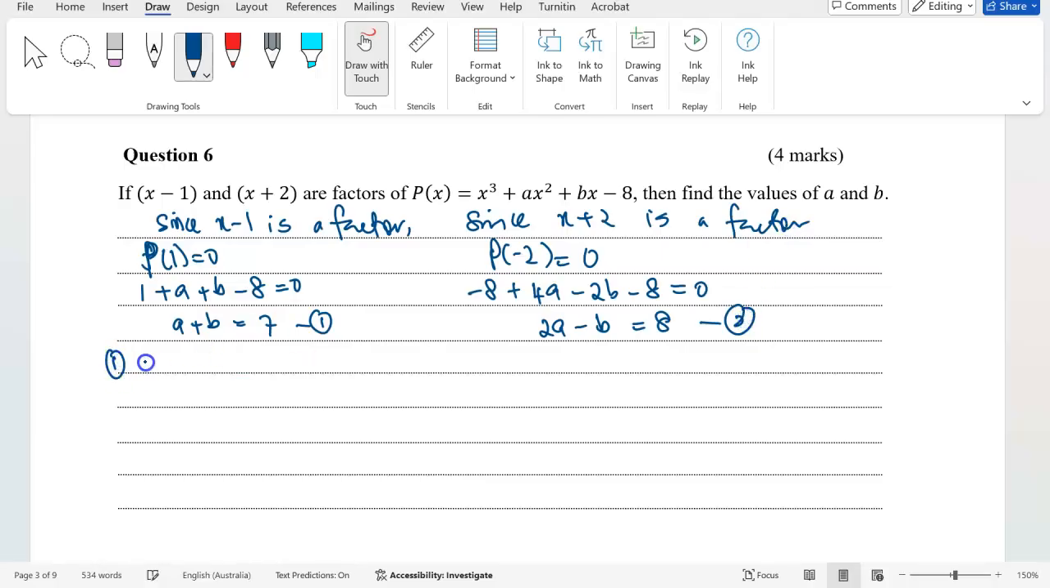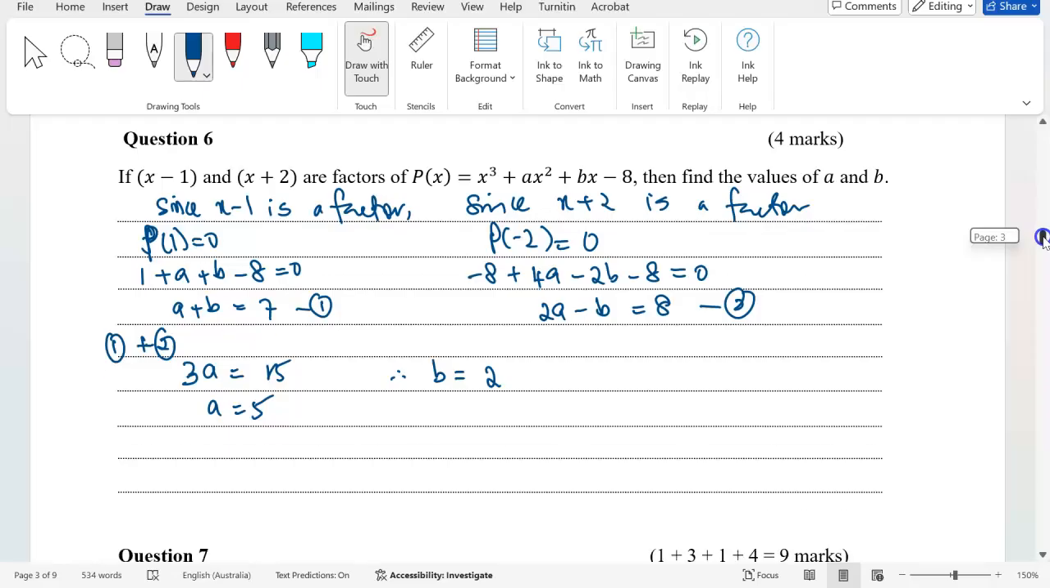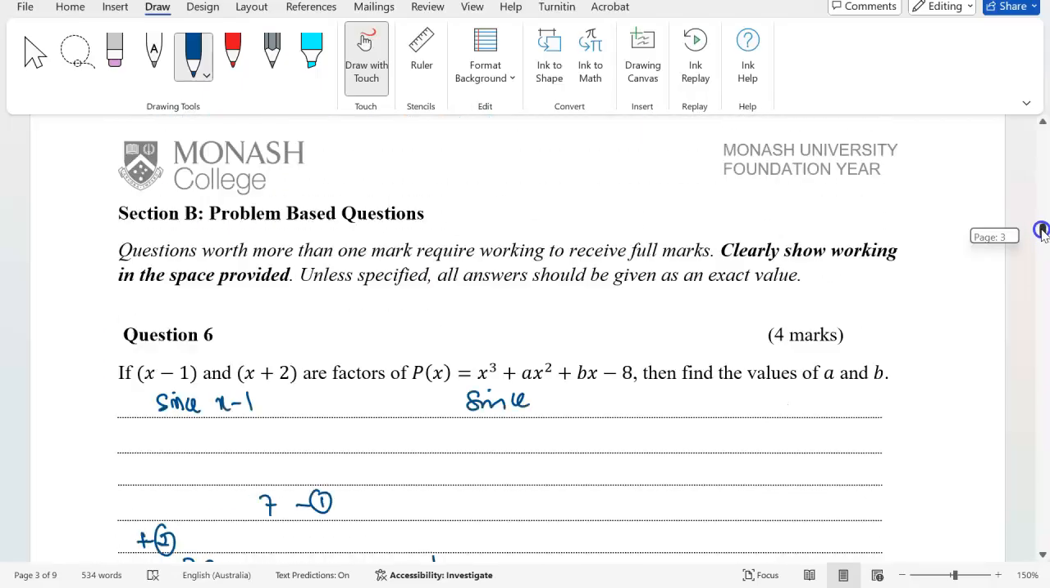So if you take 1 plus 2, sorry, 1 plus 2, 3a equals 15, a equals 5. Therefore, b should be equivalent to 2. Find a and b, right? So we have found the values of a and b. Oh, that's it. All right.